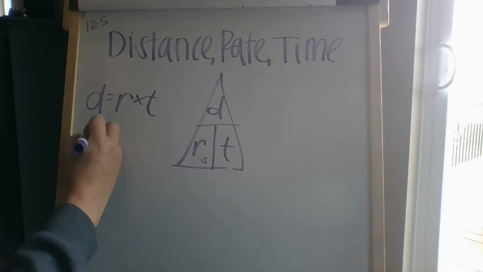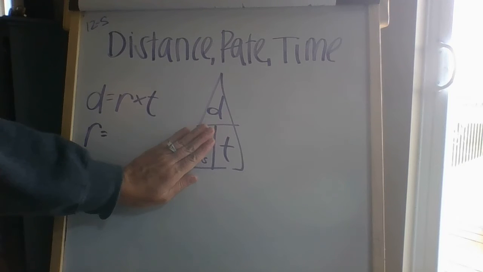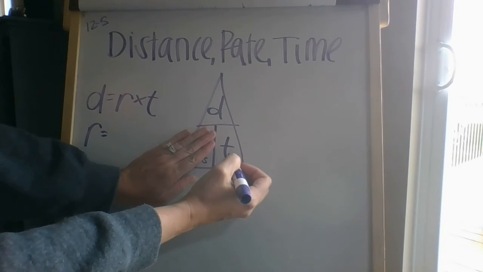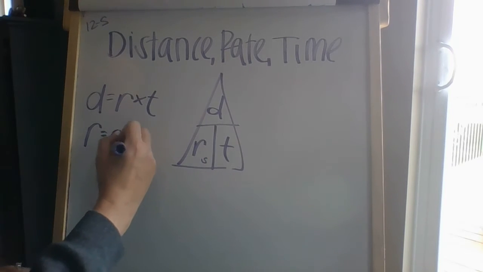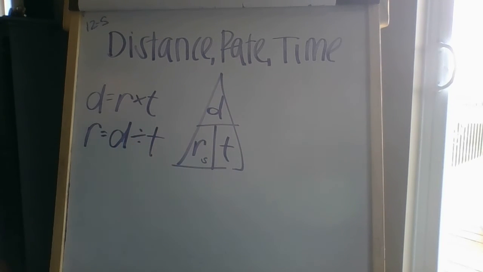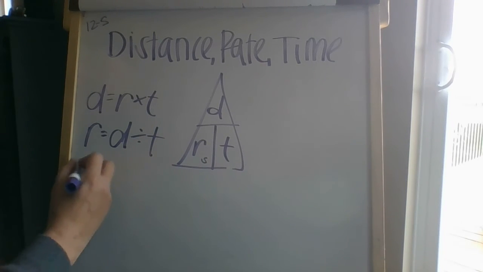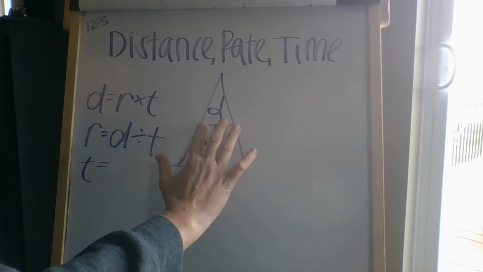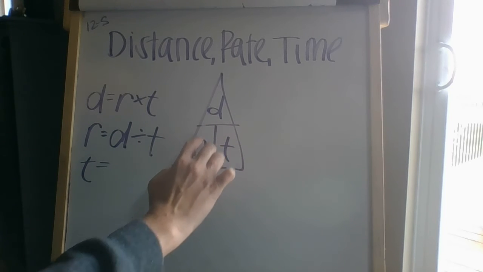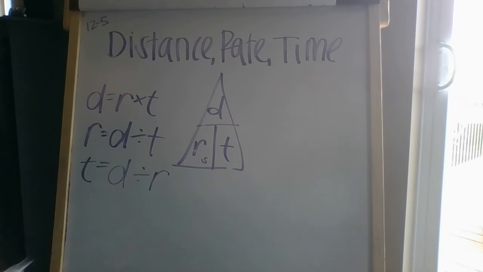Now, say we want to figure out what the rate is. Okay, we're looking for that speed. We're going to cover up our rate. Notice we have distance and time left over. We have distance over time. That's the same thing as distance divided by time. That's going to give us what our rate is going to be. And then our last one, if we're looking for the time, I'm going to cover up that time. We have distance over rate, or distance divided by rate. So here, distance divided by rate. That is how we're going to be figuring these ones out.